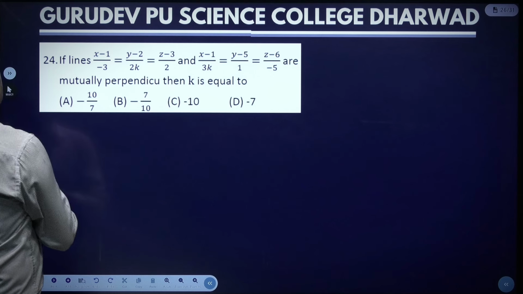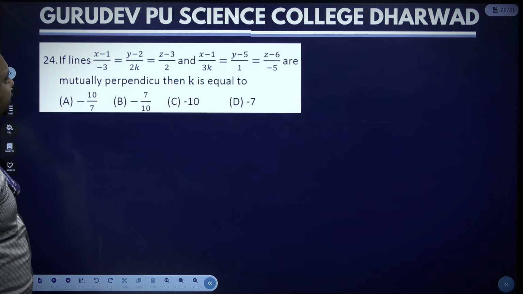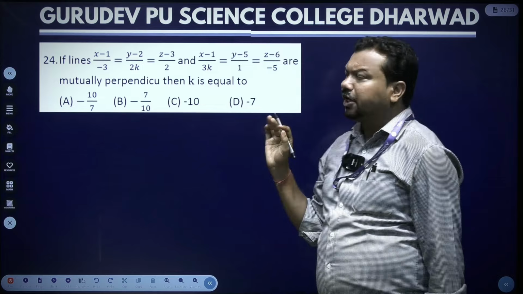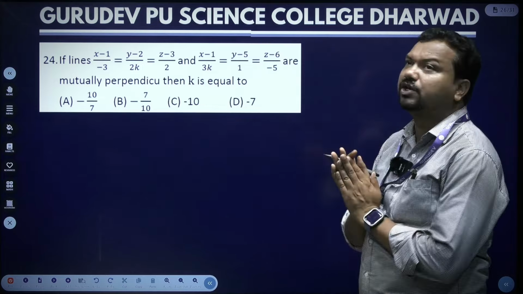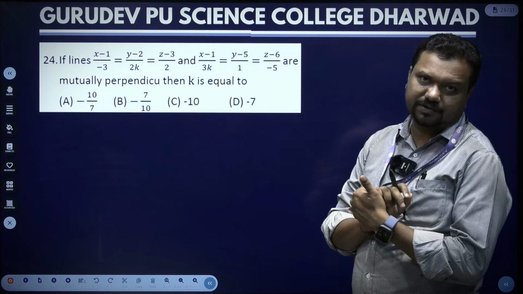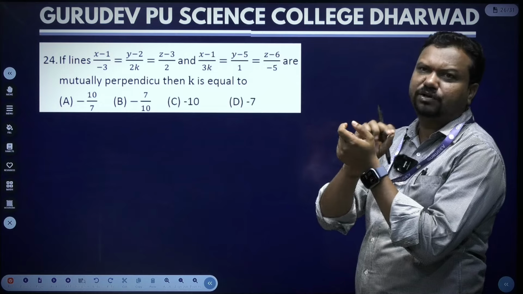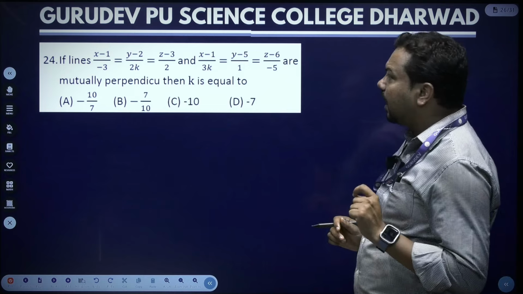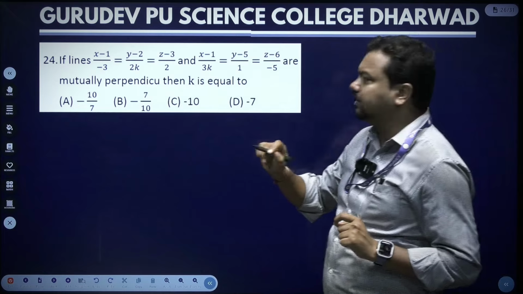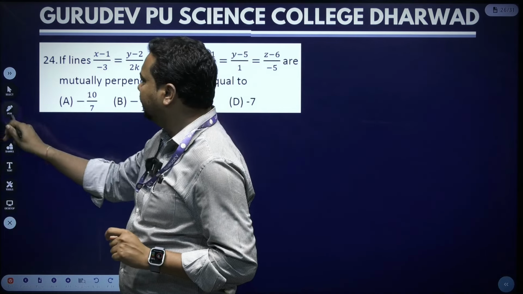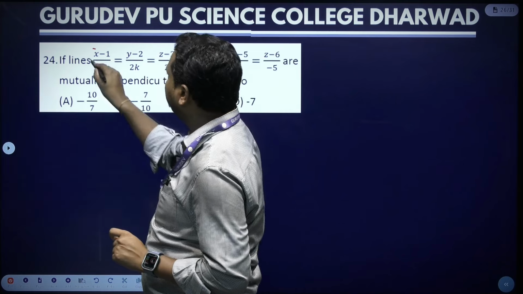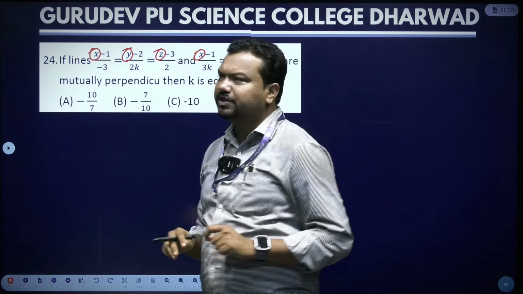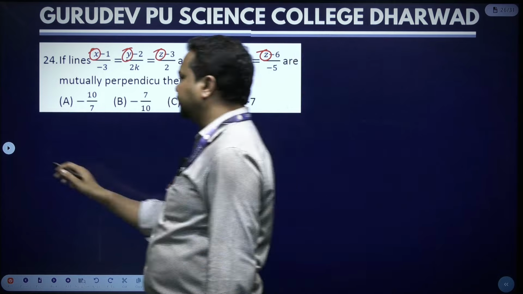Let's go for the next one. In three dimensional geometry, if the lines are mutually perpendicular, we know that the two lines are mutually perpendicular if the dot product is zero. Dot product of what? The denominator values, that is, the sum of the product of the ratios. While doing this, you have to look at the coefficients of x, y, z. Check them: 1, 1, 1, all are 1. It means you can directly take care of only the denominator values.